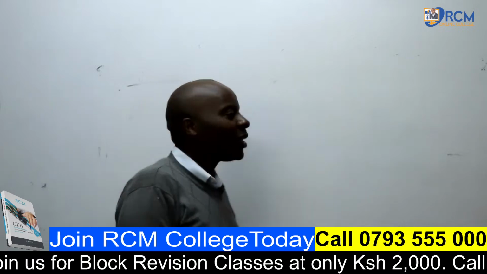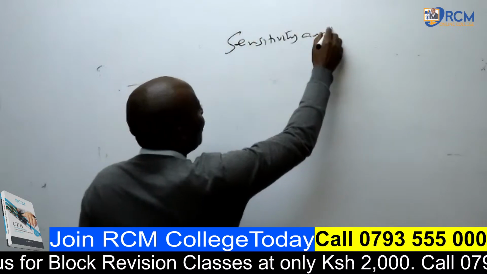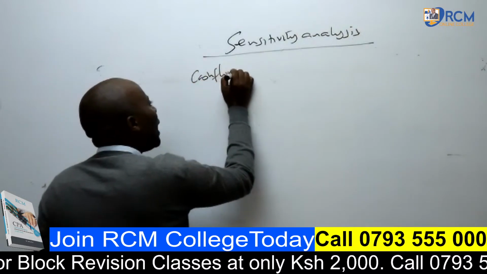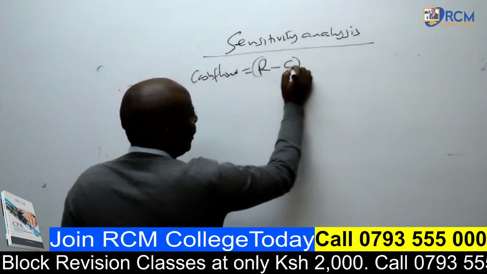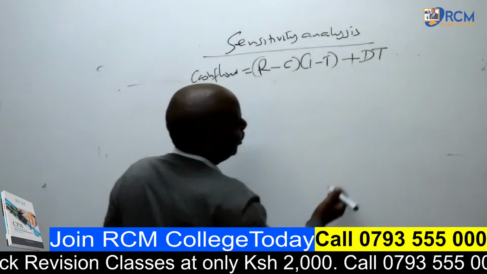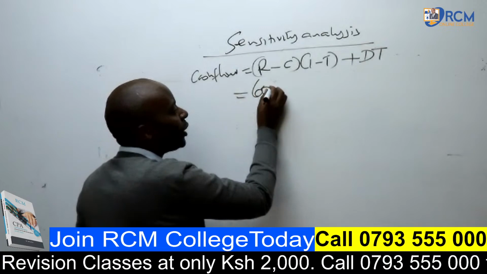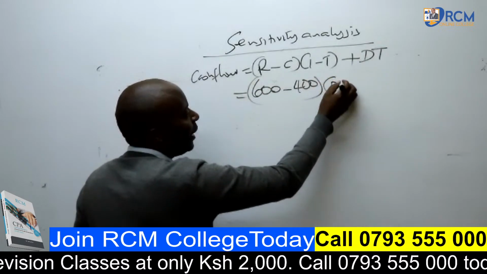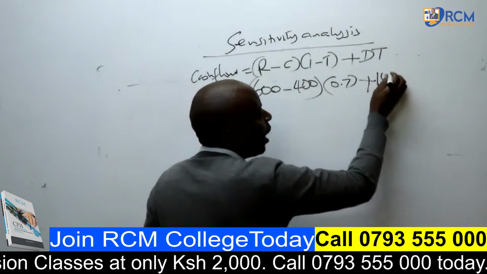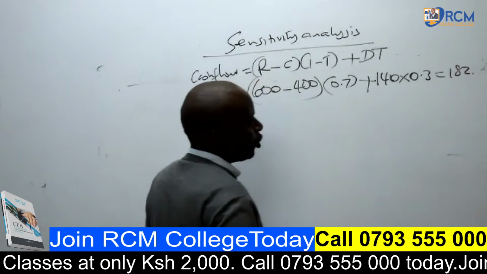So come straight, ladies and gentlemen, and talk to us about sensitivity analysis. Remember where we stopped, we said that our cash flow will be equal to (R minus C) multiplied by (1 minus taxation) plus the depreciation tax shield. R is revenue, which was 600, minus cost of 400. We have here (1 minus tax of 0.3) plus depreciation, which was coming to 140 times tax of 0.3, which gave us 182.